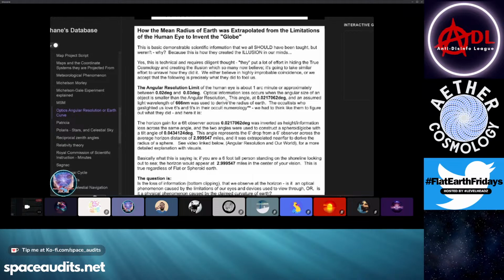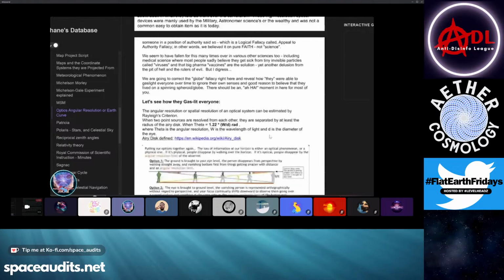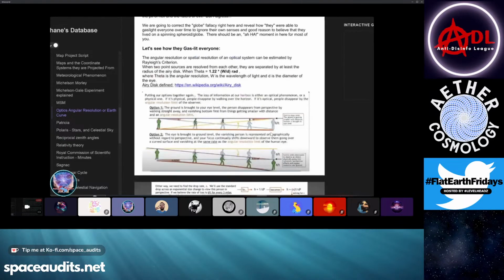Called radius of a sphere, right? So we can use optical limits of the Rayleigh criterion and the perceived drop over a short distance of a 6-foot observer, and we can use these two things to backwards derive the radius of Earth, right? It's very simple. Here's exactly how we're going to preface it. Again, this is all available on the published database under the optics, angular resolution, or Earth curve section. It goes a little bit more in depth. There's a lot here, but just to briefly cover how this isn't taking the physical radius of Earth as well.